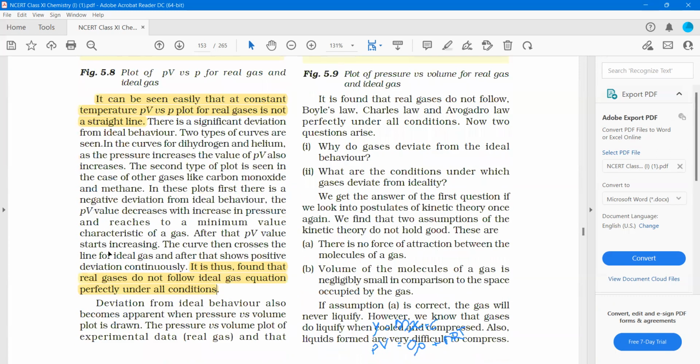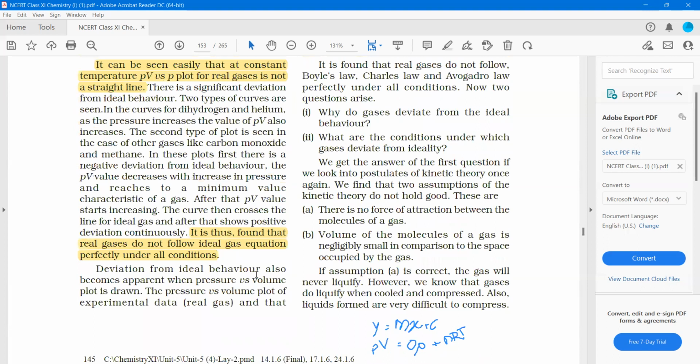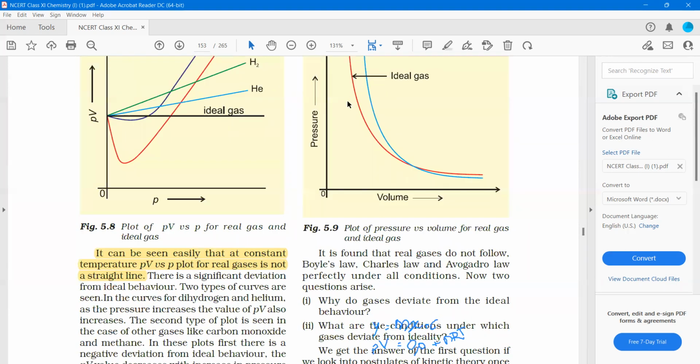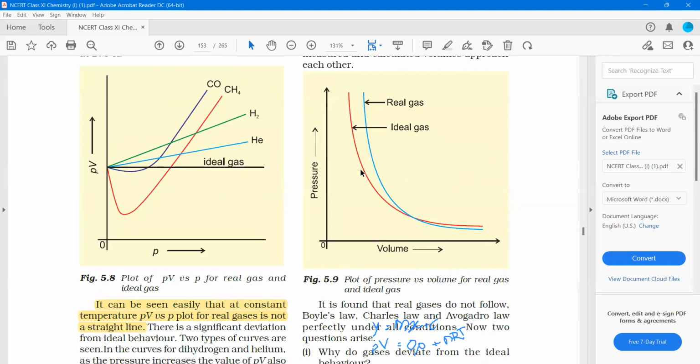And yes, so deviation from ideal behavior also becomes apparent when pressure versus volume is drawn. Now, when you draw pressure versus volume, then in case of ideal gas, we know it is just inversely proportional. That is, a 1/x graph is there. But for real gases, there is some deviation.